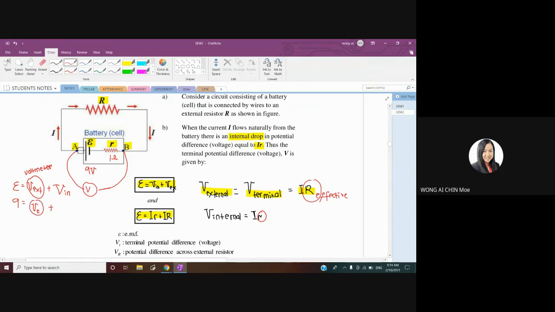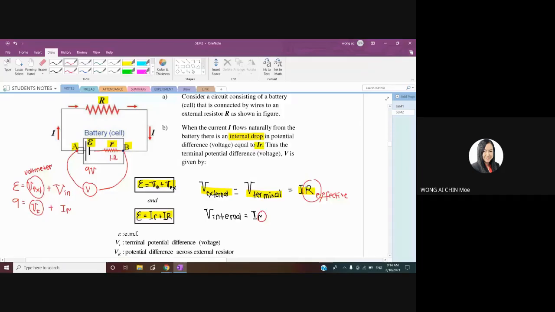And V internal, if there is an internal resistor, we need to consider Ir, because the current will flow from terminal point A, through the external, and then come back to point B, and then go through the external and go one round again.